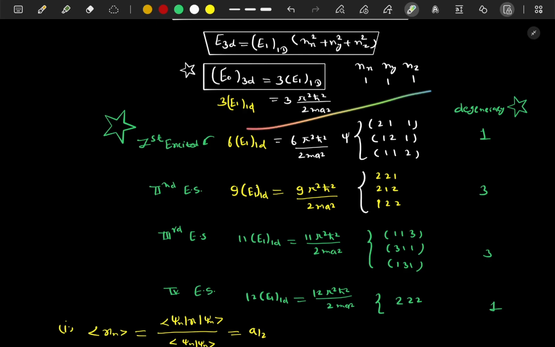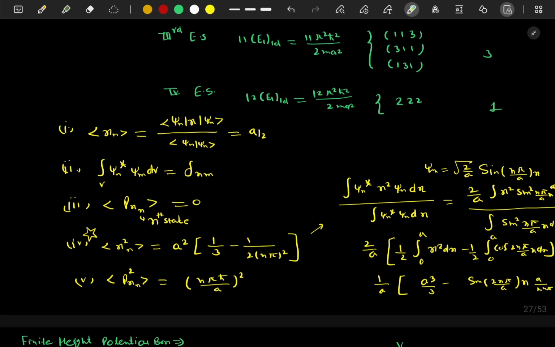So ground state 1 1 1, first excited state will be introduce 2: 2 1 1, 1 2 1 and 1 1 2. Second excited state will be 2 2 1, 2 1 2 and 1 2 2, and third excited will be introduce 3: 3 1 1, 1 3 1 and 1 1 3, and then 2 2 2 will be the fourth excited state. Very easy peasy, and degeneracy with respect to the states are 1 3 3 1. Just remember this.